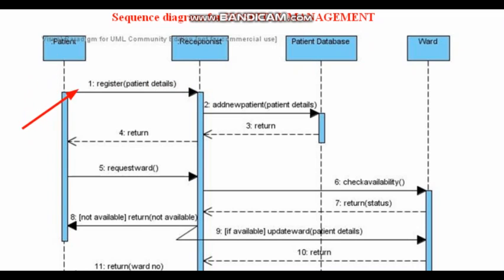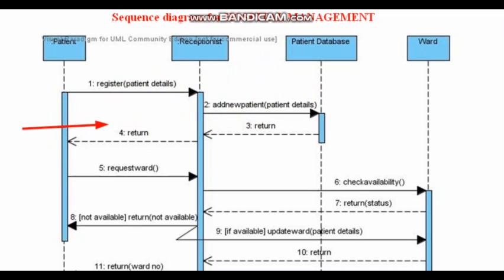So first the patient needs to get registered. See what are these? These are the classes, okay, and these are the objects that are being exchanged within these classes. So we are going to see each diagram in detail. This is just the explanation of the types of diagram. So patient will register. After registration, the receptionist will add the patient to this module, okay.